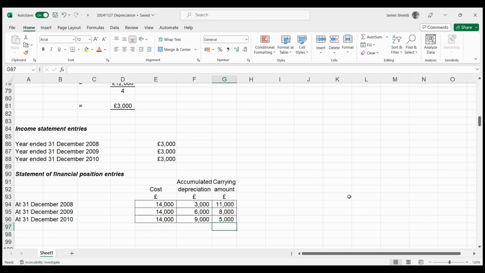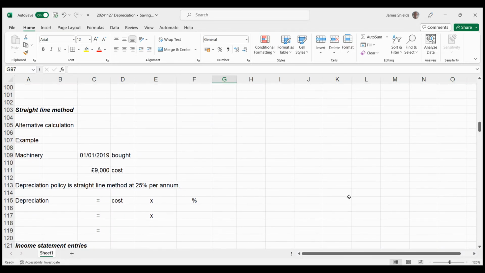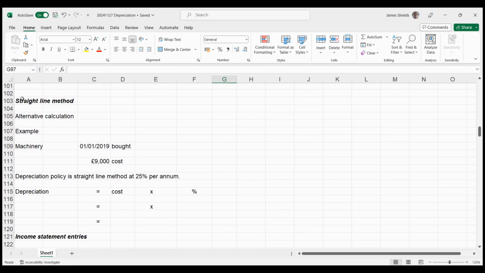So that's our straight line method when we have the cost, the residual value, and the number of years of life of the asset. Now, this one again is the straight line method, an alternative calculation. So we've got an example again.